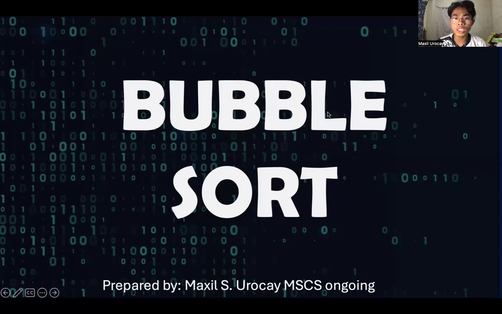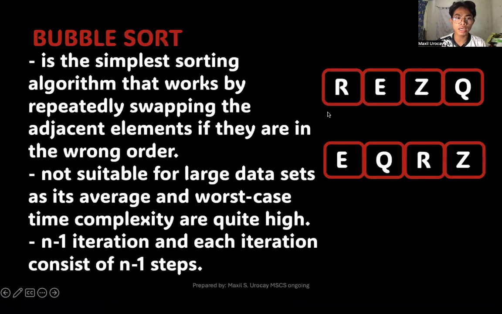Bubble sort is a simple sorting algorithm that works by repeatedly swapping adjacent elements if they are in the wrong order. It is not suitable for large data sets as its average and worst case time complexity are quite high. There will be n minus 1 iterations, and each iteration consists of n minus 1 steps.